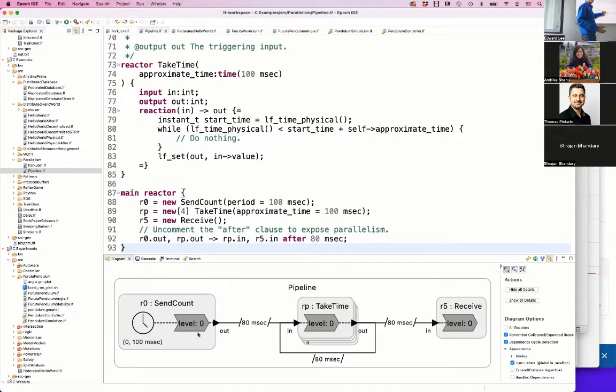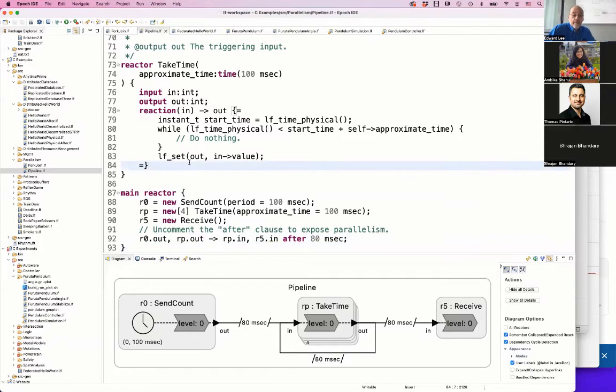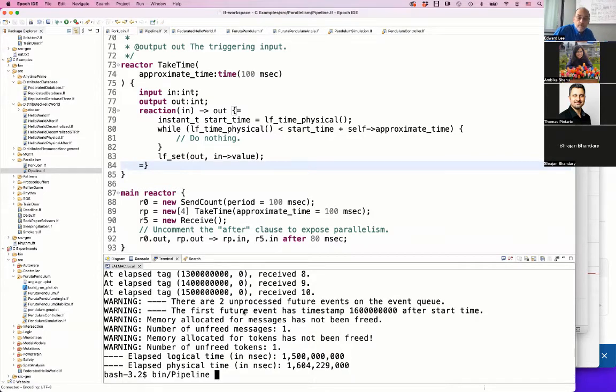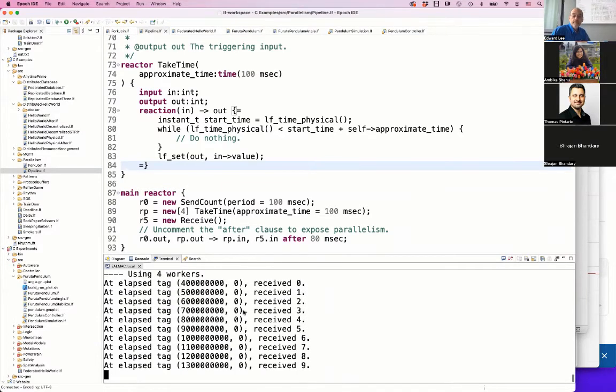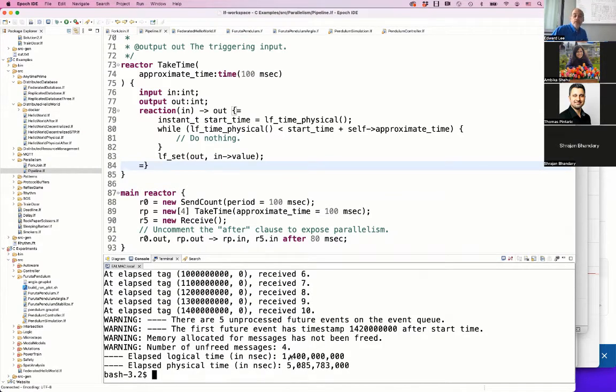The second of these, however, is not going to be enabled at the same logical time as the first of these. The first of these will be enabled at logical time 80 milliseconds, whereas the second of these will be at 100 milliseconds. They're not aligned. So they won't execute in parallel. So if I compile this program now and run it, it's going to run much slower. 1.4 seconds of logical time in 5 seconds of execution time.